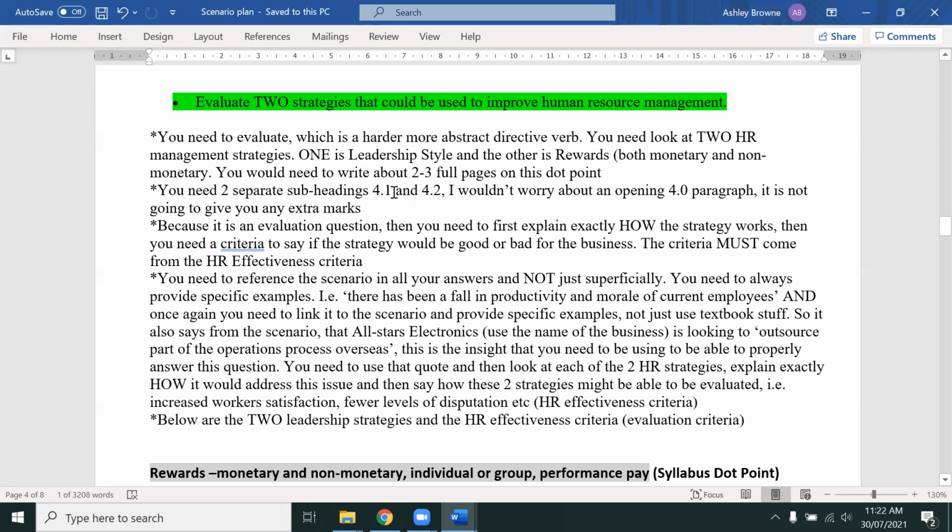But once again, I don't think it's necessary. I'm only really recommending that to kids who are able to write a lot and have got plenty of time left over, or to kids who don't run out of time but aren't very good at writing much, and they just need to fluff out their essay. So I would probably still go with 4.1 and 4.2. Don't worry about the opening paragraph.